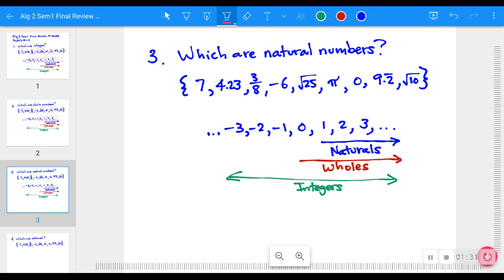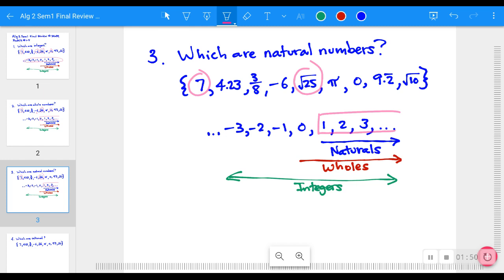Okay, the natural numbers start at 1 and go to the right without decimals. So this time we're limited to just the 7 and the 5. And you know the square root of 25 is 5 because 5 times 5 gives 25.